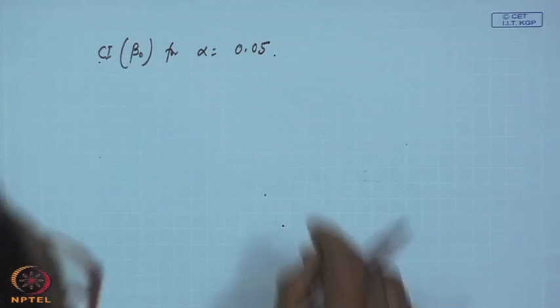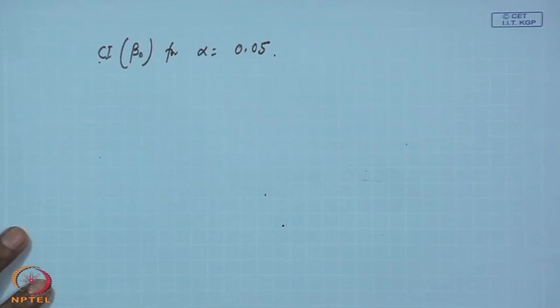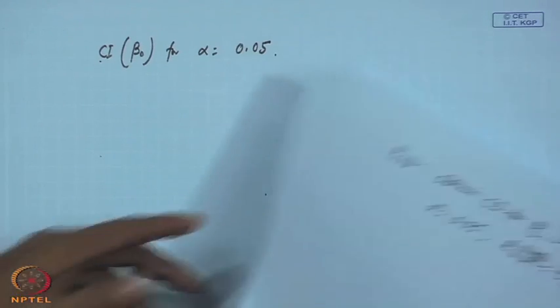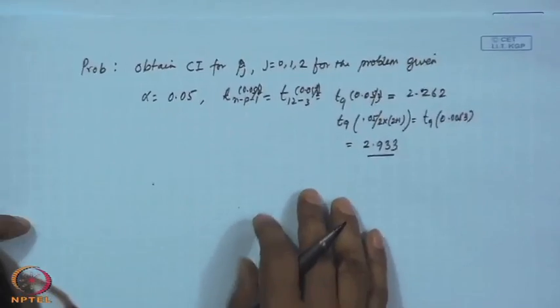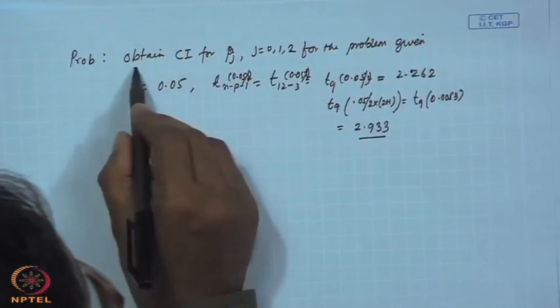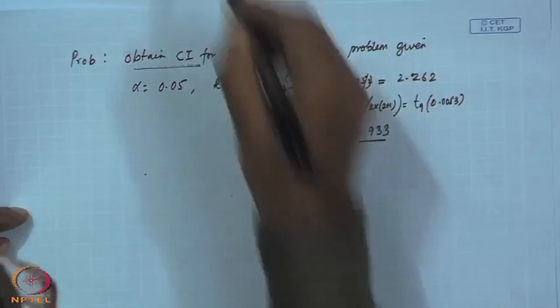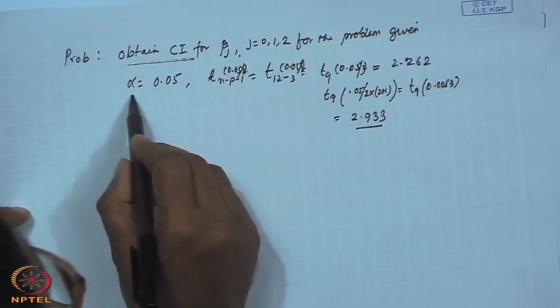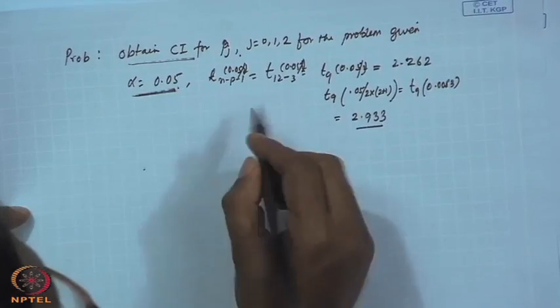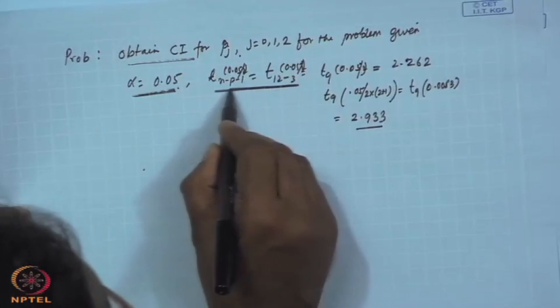Okay. So, what are the things you require for this? If you want to calculate this, what are the things you require? As I have written here, obtain the confidence interval for beta j, j equal to 0 to 1, for the problem which is given. Now, alpha equal to 0.05. You require to know this quantity.